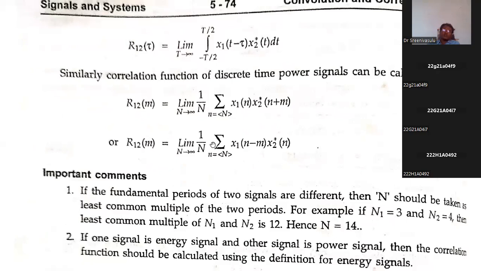Now, similarly, you can write it for discrete time also. Whenever we have discrete time periodic signals, we know a periodic signal must have some fundamental period. So the fundamental period we are considering here is some N. Instead of integration, whenever we go for discrete time, we can consider a summation.